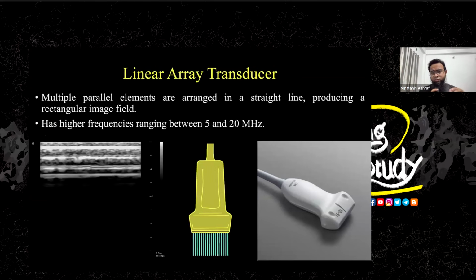Now come to the linear one, which has a very good resolution, especially because it has a very high frequency, and it may have different frequencies depending on which type of transducer you are using. It has many different types. Some are for musculoskeletal ultrasound, some are good for vascular ultrasound. So it depends. You should be careful before buying it.